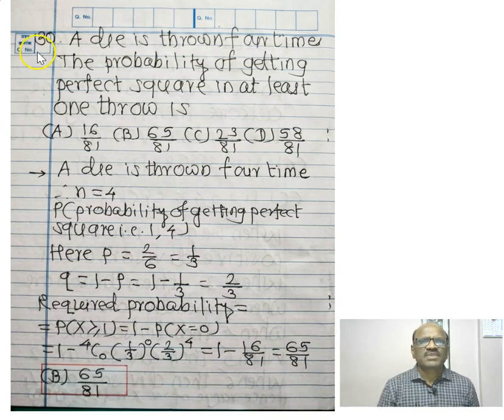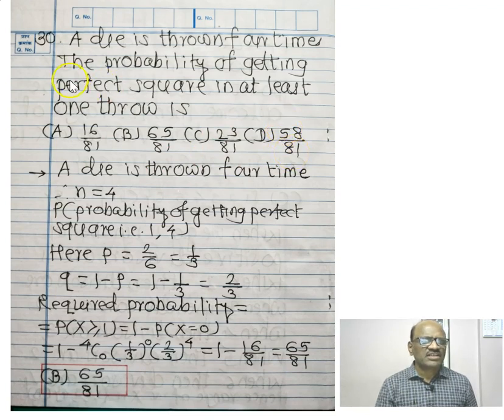Now, next question, 30. A die is thrown 4 times. The probability of getting a perfect square in at least one throw is: the options are 16 upon 81, 65 upon 81, 23 upon 81 and 58 upon 81.